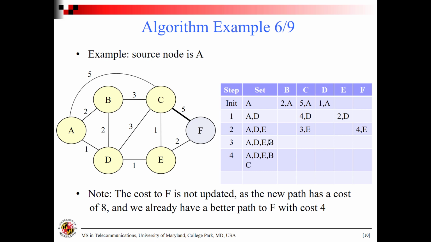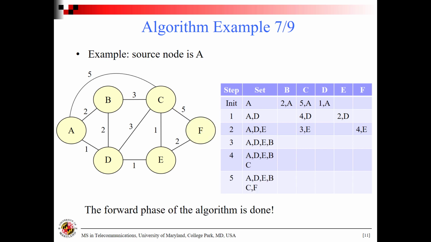So we're gonna have to run one more iteration. And that's going to be an easy one because we have only one node that is not in the set, and that's node F. So obviously, we're going to have to put node F in the set as the last operation. And at this time, since all the nodes are in the set, there are no neighbors of F which are not in the set. So there is no way we can do any updates. So we are pretty much done with the forward phase of the algorithm.